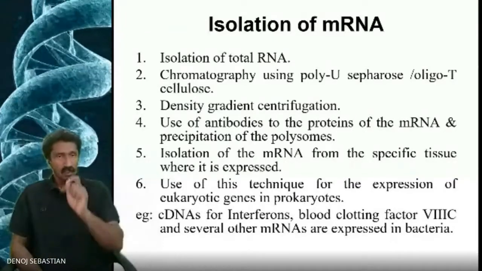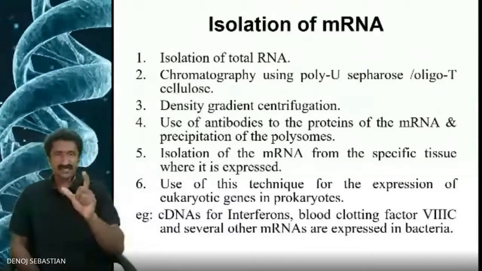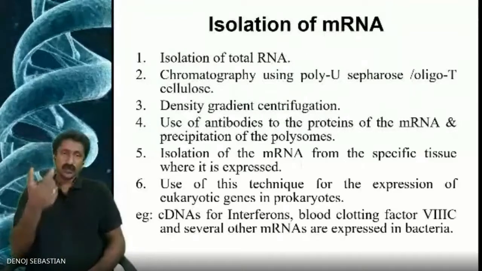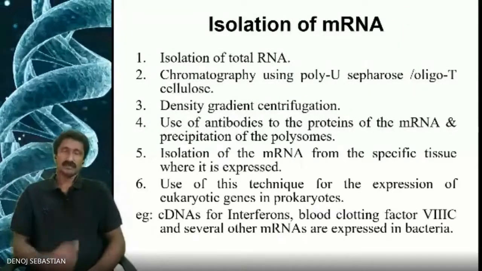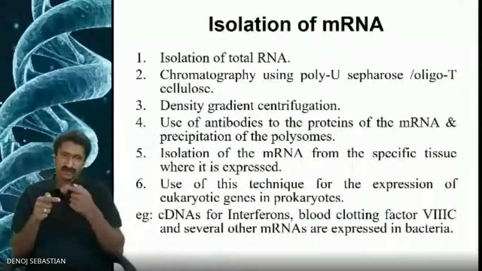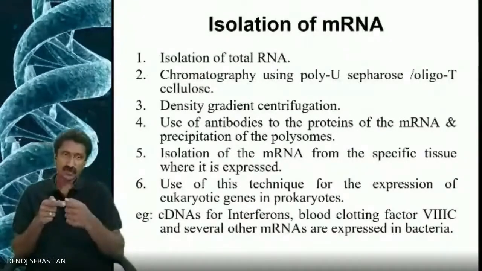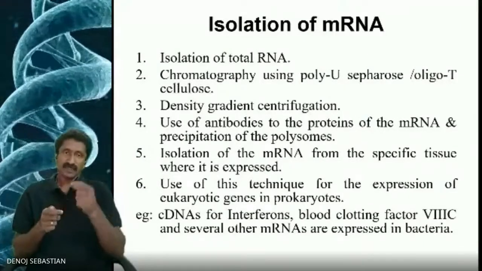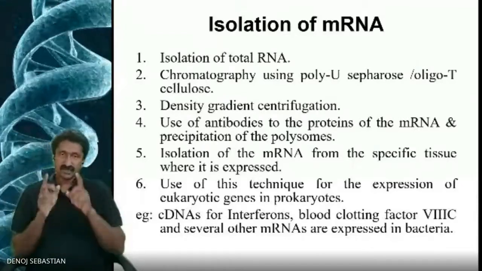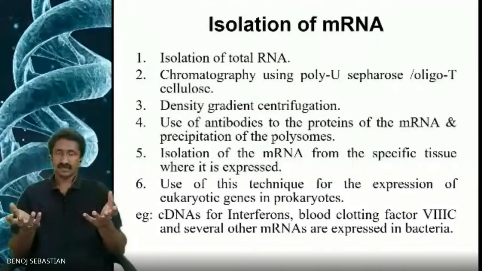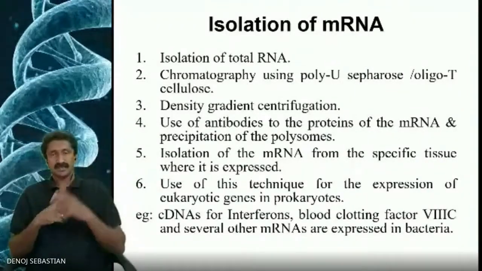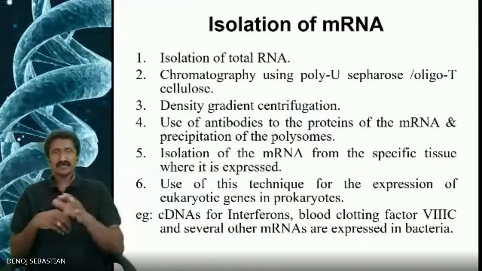Because, as you know, all eukaryotic mRNAs will have a poly-A tail at the end. So if the chromatography column is packed with poly-U or oligo-T cellulose bound beads, then the mRNAs will stick to that poly-U or oligo-T because there is an AU or AT specific pairing, which will hold the eukaryotic mRNAs, and all other materials that are not bound with the poly-A will be eluted. And that can be done by changing the buffer.